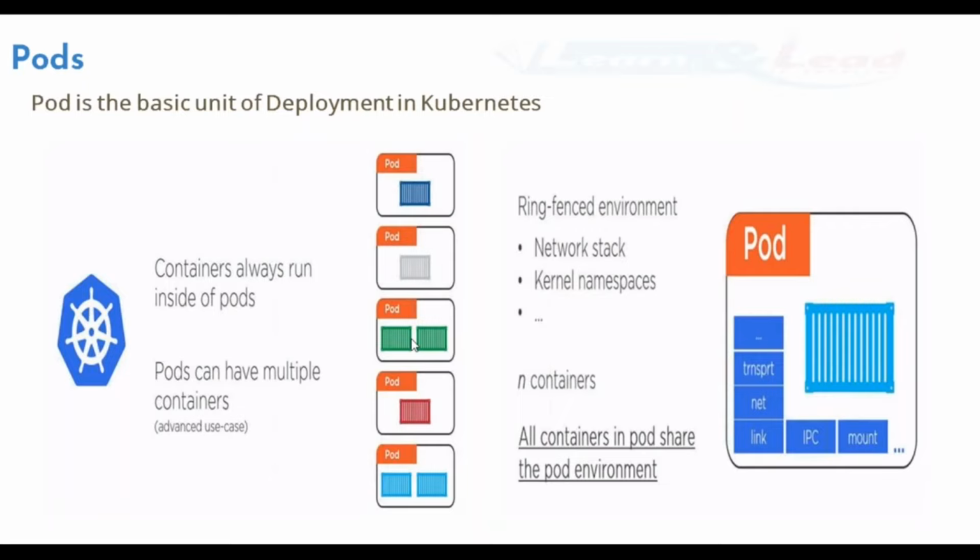There is a terminology team, so don't worry about this. When we go into the course, we'll learn more about it. But right now, think that a pod runs a container inside it. Now, this pod provides various features for your container to enable more stuff to it. This is why it is called a ring-fenced environment: network stack, kernel namespaces for a number of containers.